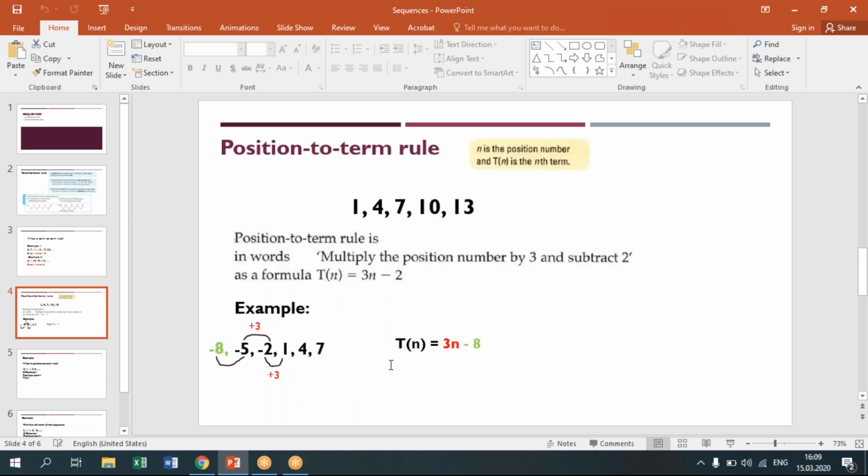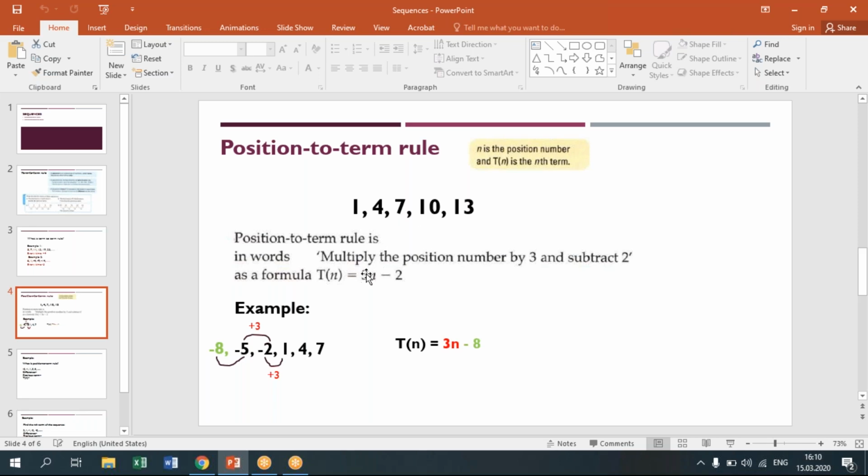Position-to-term rule. What is the position-to-term rule? We have to know that it can be written as T in brackets n, or as the nth term, it is the same thing. So we have an example. The sequence 1, 4, 7, 10, 13. The position-to-term rule in words will be multiply by 3 and subtract 2. What does it mean? Between each of the elements, the difference is equal to 3. 1 becomes 4, it means plus 3. 4 to 7, plus 3. 7 to 10, plus 3.